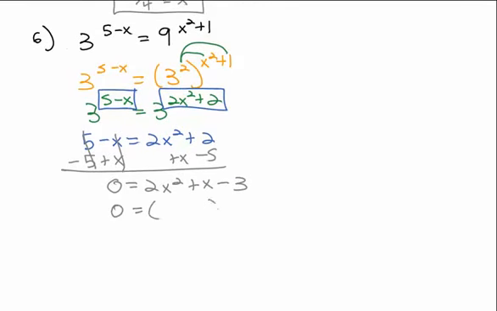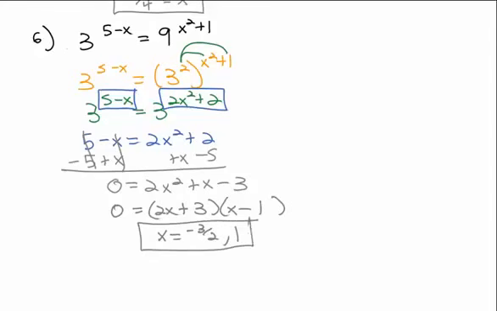And we can solve that by factoring: 2x times x, and a 3 and a 1. If the 1 was negative and the 3 was positive, it would be completely factored. And so we have solutions of x equals negative 3 halves, or x equals 1, by setting each factor equal to 0.